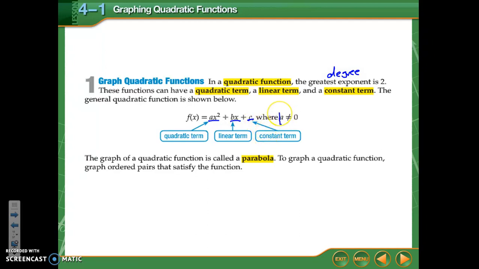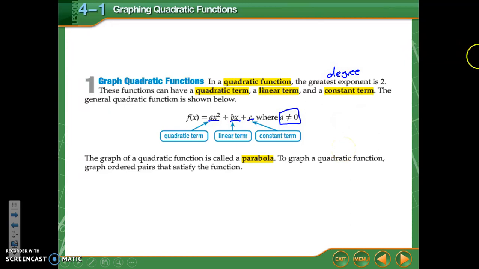Of course, a cannot be equal to 0, because if a were 0 here, then this would just look like bx plus c, which would be a linear function instead of a quadratic one. But b and c can both be 0. So sometimes you'll have a quadratic function that just looks like y equals 3x squared, or something like that. In that case, a would be 3, but b would be 0, and c would be 0.